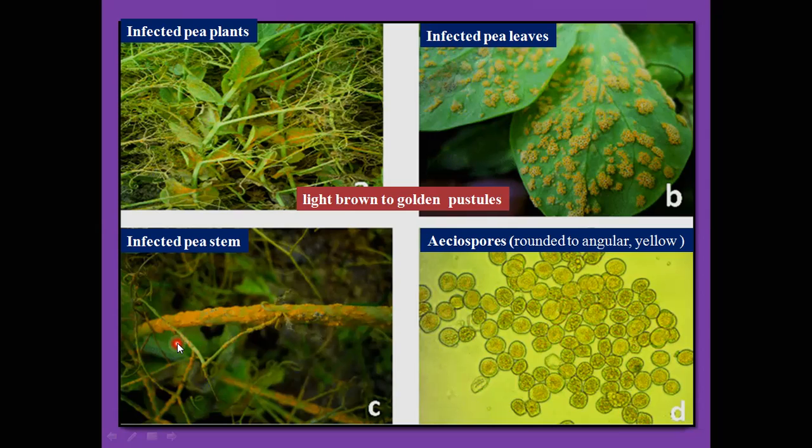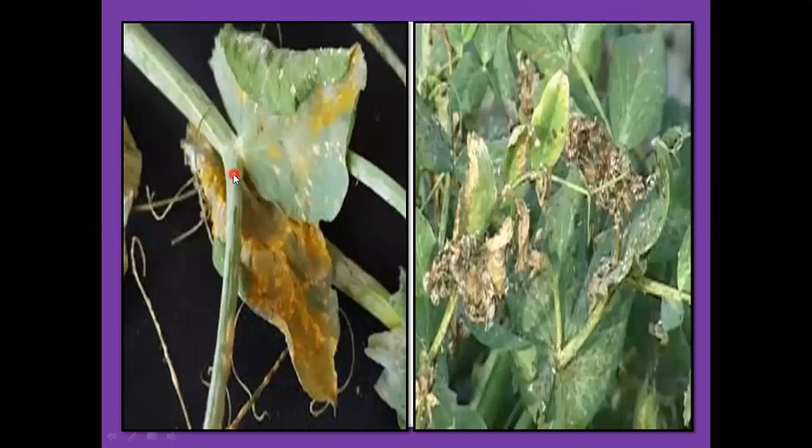Okay, so these light brown to golden pustules develop the uredospores. Later on, these uredopustules turn to teliopustules and develop the teliospores. So these are the rounded to angular yellow color aeciospores developed on the same pea plants. Okay, so the infected leaf and tendril portion become necrotic because these pustules spread to the entire surface of the leaf. So this tissue is totally necrotic and burnt in appearance.